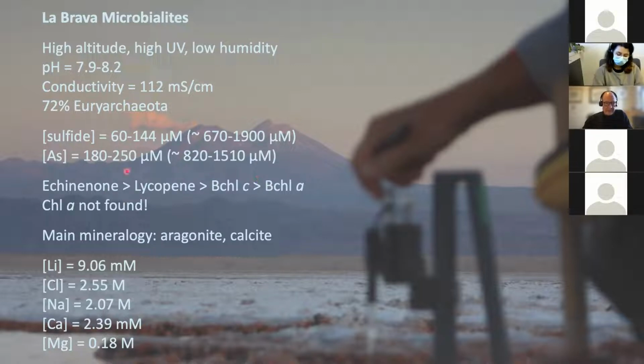But the photopigments for purple sulfur bacteria are found. Aragonite and calcite are inside the mat. Lithium is also very, very high, which I just was talking about earlier. Atacama Desert is the prime location for lithium mining. Bolivia has a lot of lithium, but it's low grade. The Atacama Desert has very high grade lithium.